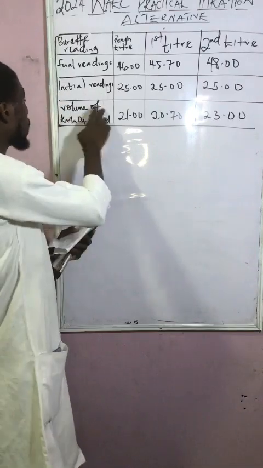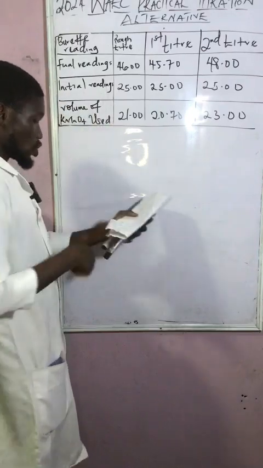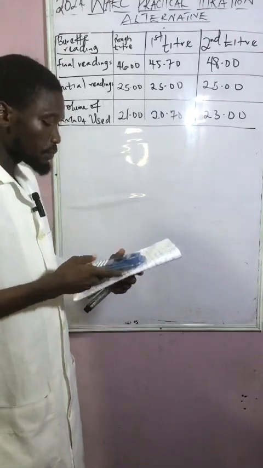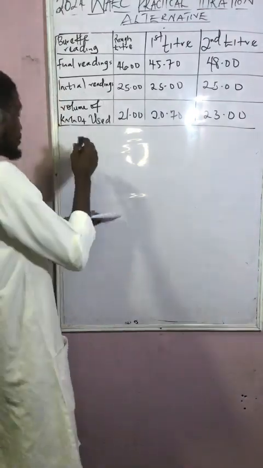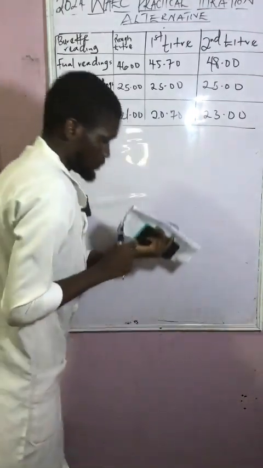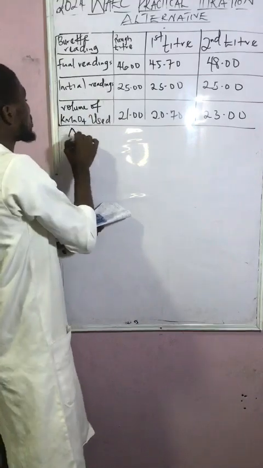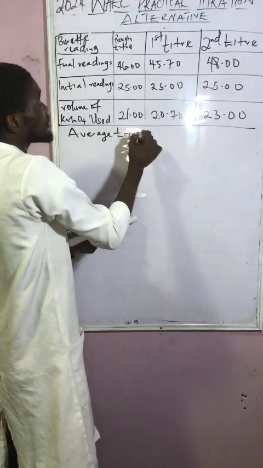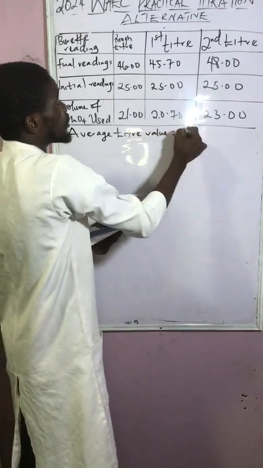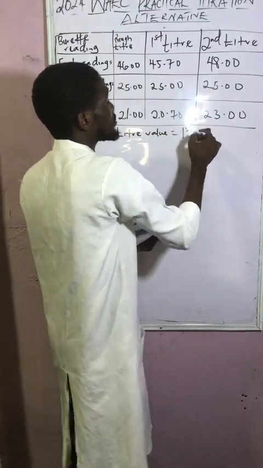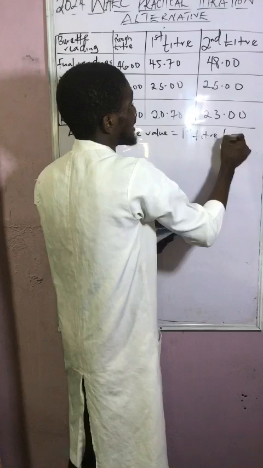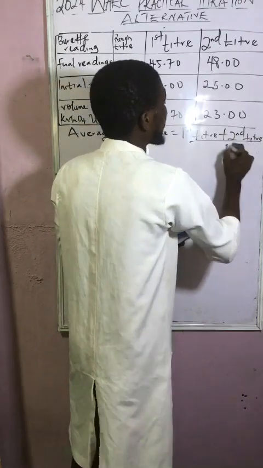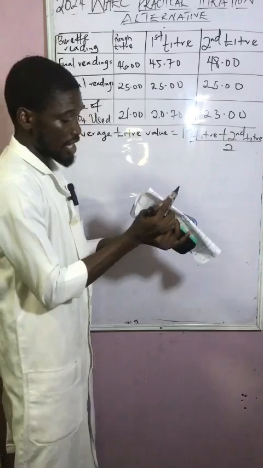We have the volume of KMnO4 used. So we're going to look for the average titer value. With that, you can say we have the average titer value. We have the first titer plus the second titer divided by 2. Are you getting that now?